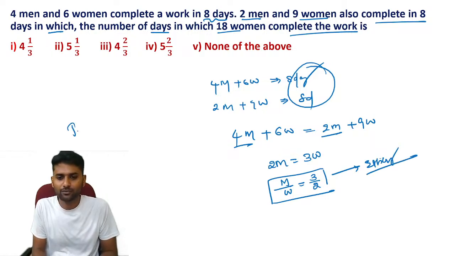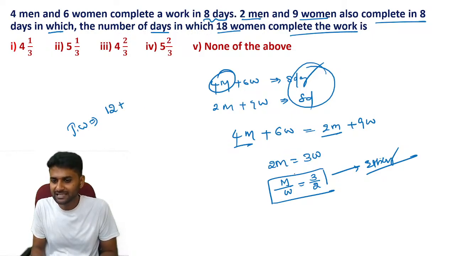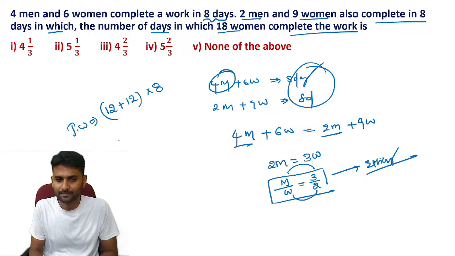Now first find the total work. What is the total work? 4 men, so 4 into 3 is equal to 12 units. And 6 women, so 6 into 2 is equal to 12 units. They are going to work for 8 days. Now, we replace the efficiency of men and women here. Then the total work is 24 into 8.